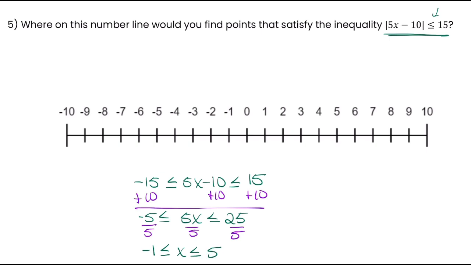Since I have a less than or equal to sign, I need to use a filled-in circle. So I have negative 1, and then I have positive 5 as my endpoints. And remember, any number that is in between these 2 points is going to be a solution to this inequality.